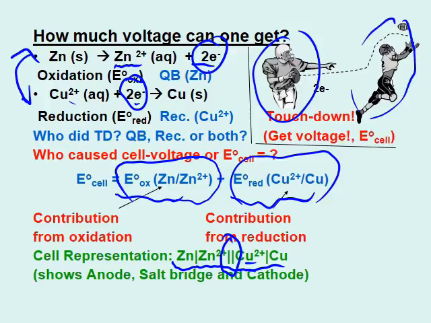So this is how you can represent a cell or a voltaic cell. Always in this order. The one that gets oxidized is on the left-hand side, and the one that's reduced is on the right-hand side. So you should be able to read it like this: zinc is becoming zinc 2 plus, then the salt bridge, copper 2 plus is becoming copper.